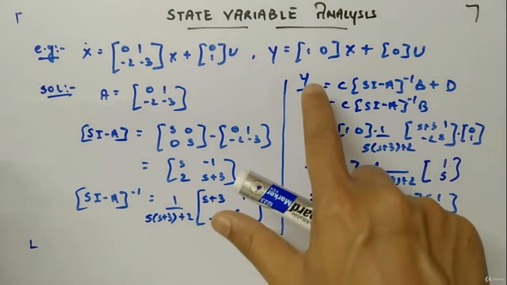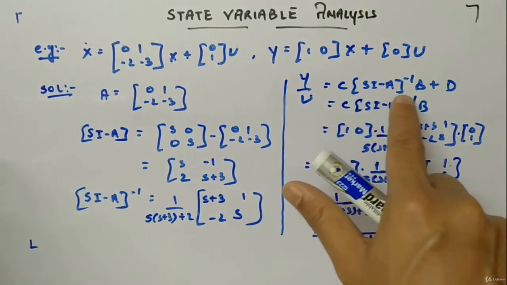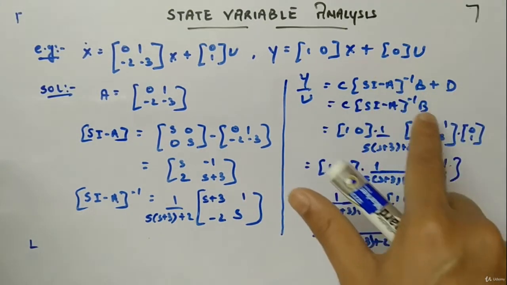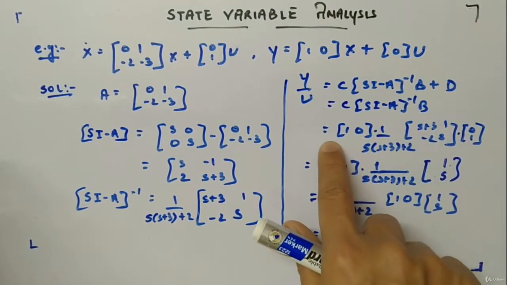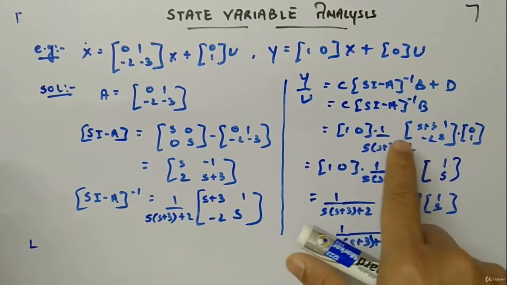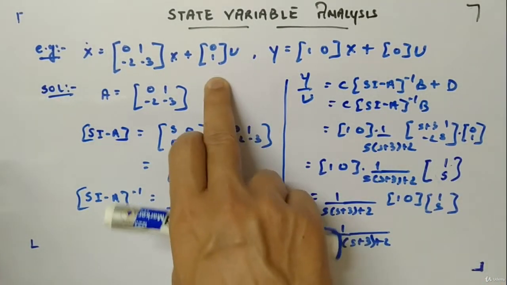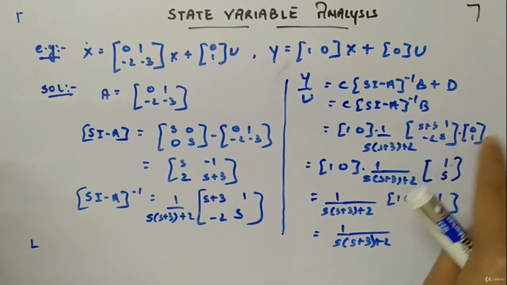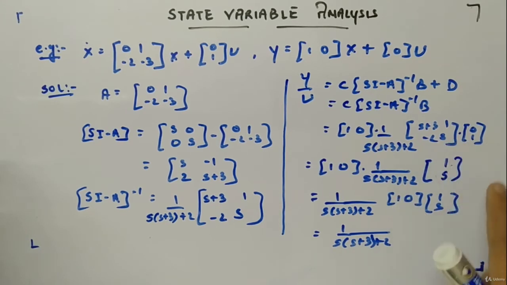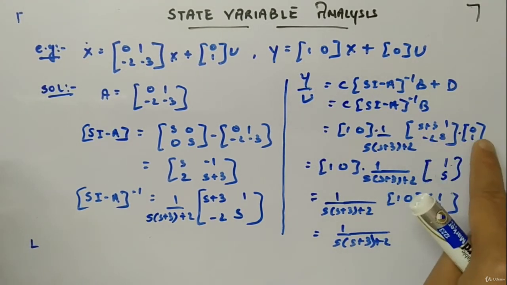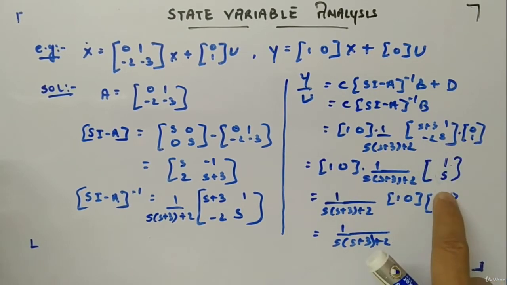Now our formula is Y by U, that is the transfer function, output divided by input, equal to C (sI minus A) inverse B plus D, where D is given as 0, so there won't be any D. So C (sI minus A) inverse B. Now plug in the values. C is [1 0], then sI minus A inverse is this whole thing, and then B is [0 1]. Now if you multiply these, this is 2 cross 2 and this is 2 cross 1, so the overall product will be 2 cross 1: s plus 3 into 0, 1 into 1, that will be 1, minus 2 into 0, s into 1, that will give you s.